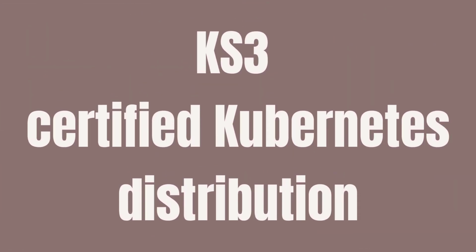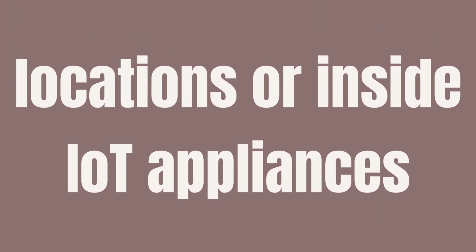And K3s is a highly available certified Kubernetes distribution designed for production workloads in unattended, resource constrained remote locations or inside IoT appliances. And the idea of using Kubernetes is simple. You have a cluster of servers that are managed by Kubernetes, and Kubernetes is responsible for orchestrating your containers within the servers. And you treat servers as servers, and you run the applications as self-contained units that are called containers. And this is just the basic knowledge that you need to know before getting into Kubernetes and getting involved in this technology.